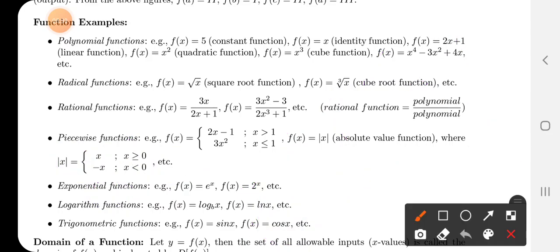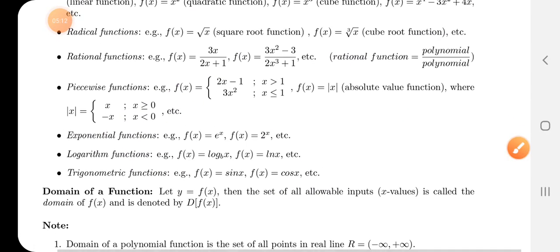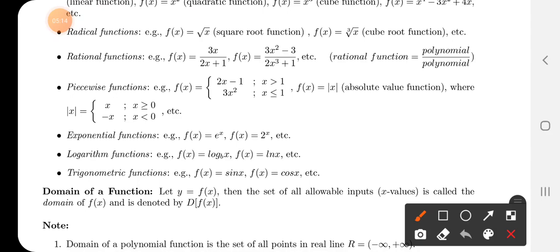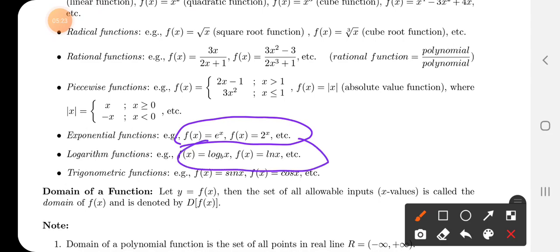So this is an example of a piecewise function in which the function is defined in pieces. Absolute value is also a piecewise function. Another example of functions are exponential functions, in which the base is a constant number and the exponent, the power, is a variable. Then log function, this is log with base b, and this is the natural log, meaning the log with base e.